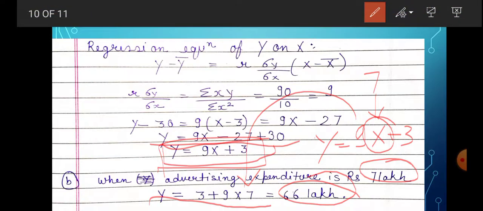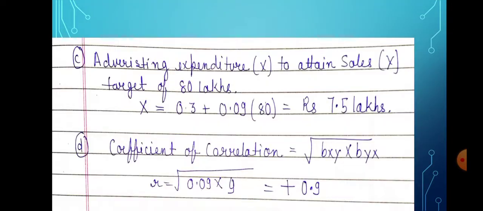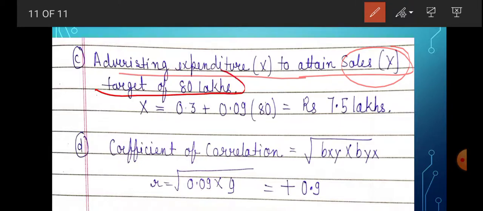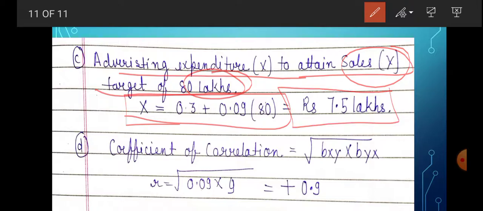Next, in our next question, advertising expenditure x is asked to attain a sales y target of 80 lakh. That means what will be the advertising expenditure to attain sales of 80 lakh. This time our y is given and we have to find out x. So from the regression equation we have got 0.3 plus 0.09 into 80. If you calculate this, you will get 7.5 lakhs.